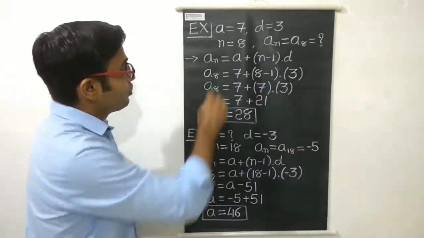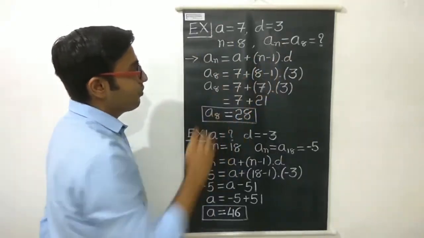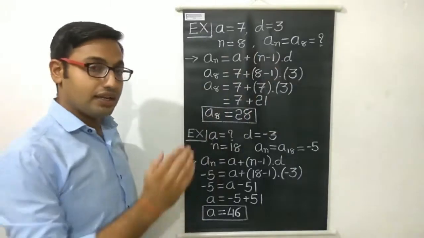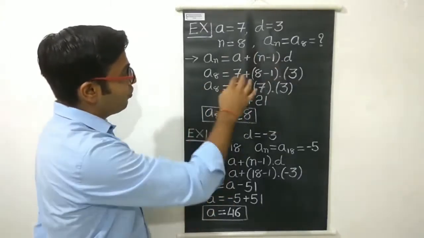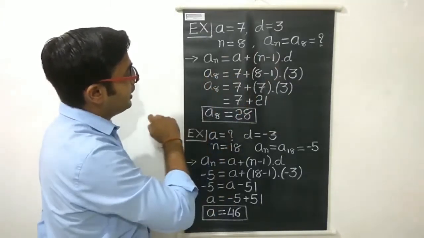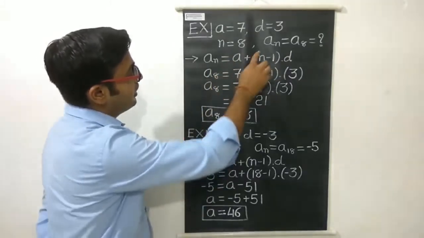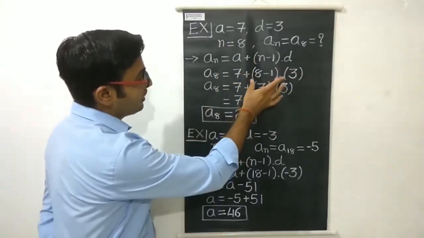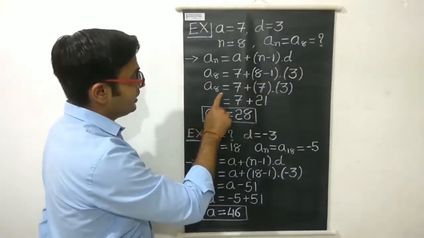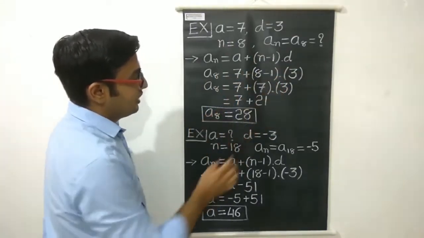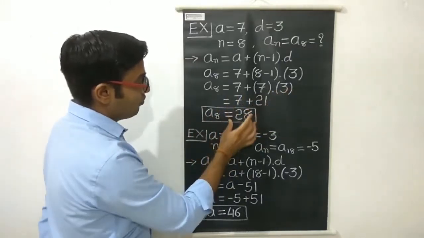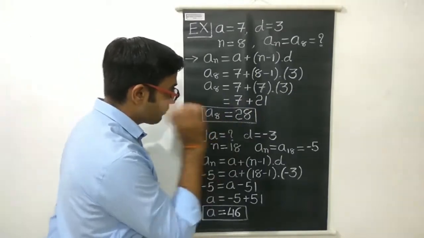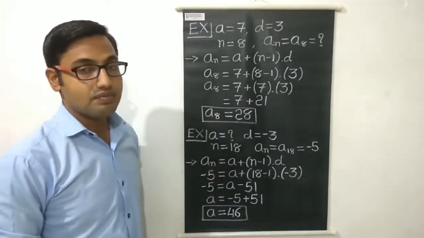Okay. So now using all these things and this formula, we can find the value of an, that means a8, the 8th term. So put down all the values. Here we can write a8, a is 7, n minus 1, that means 8 minus 1, and d is 3. So by simplifying this, we get a8 is equal to 7 plus 7 into 3. That means 21, and on addition of both, we get 28. So the 8th term we get is equal to 28, right?